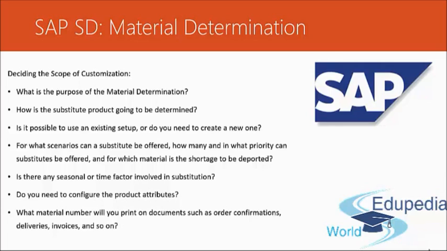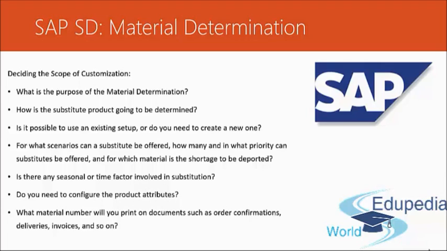Next question. Do you need to configure the product attributes? In cases where you are picky about the substitute material, you may want to configure the product attributes so as to consider customer consent before substituting the material on the order document.